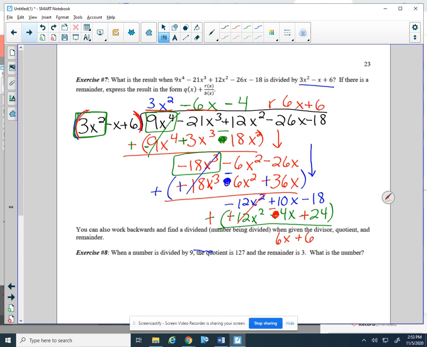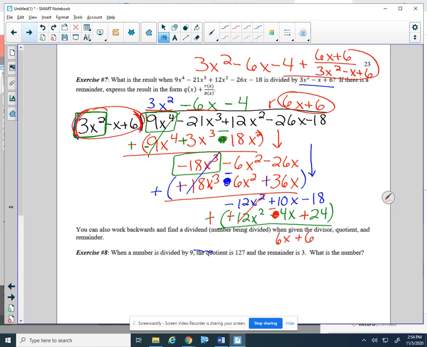So writing my answer in that quotient remainder form, it's called, I have 3x squared minus 6x minus 4 plus, here's my remainder, 6x plus 6 over, here is my divisor, 3x squared minus x plus 6, and that is my final answer.